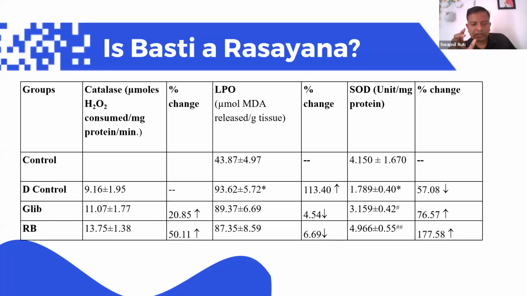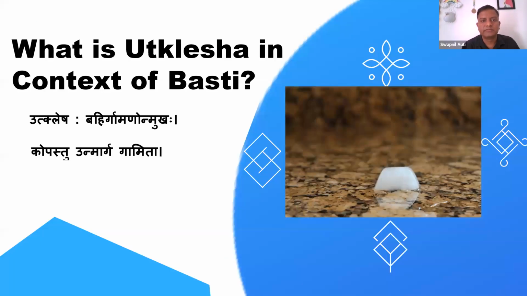Basti can be used effectively if it is done once in a year to achieve the rasayana purpose in Varsha Rutu, preferably in Pravrat Rutu. If we do, that is a very important therapy to give prevention from aging, right? So there is a very important concept of Utleshana. Utleshana, we know in the context of Vamana and even Virechana also.